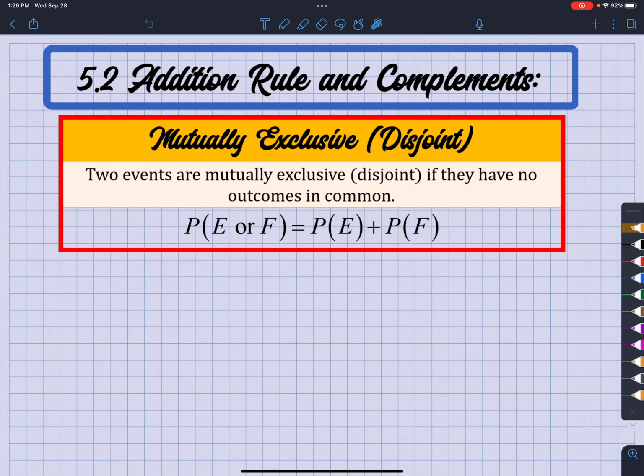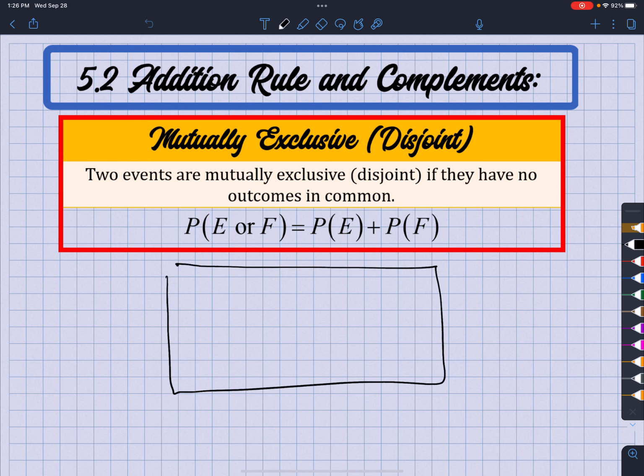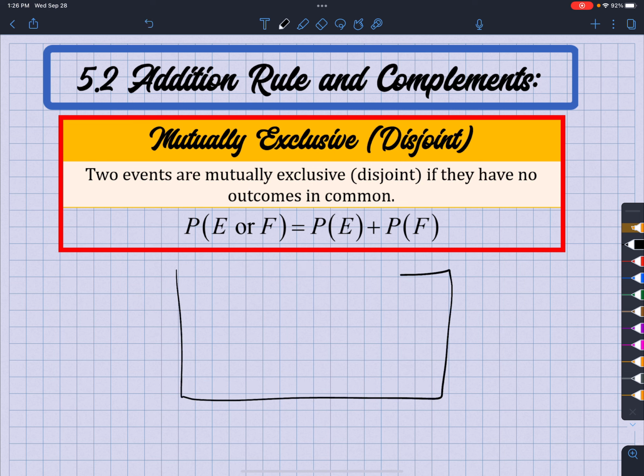All right, so we're talking about the addition rule and complements. If something is mutually exclusive, that means they are disjoint. Two events are mutually exclusive if they have no outcomes in common. So if we look at the Venn diagram, guys, what we would see is that I can't draw a box.